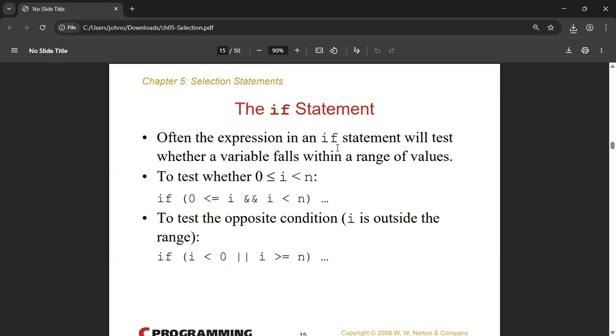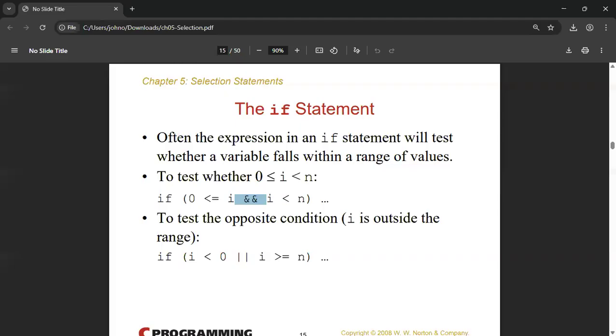Often, the expression in an if statement will test whether a variable falls within a range of values. So some other time we want to check if a variable falls within a specified range of values. If you take a look at this example, it's similar to something we did earlier, close to what we did at the beginning of this chapter. So what are we doing? We are saying if 0 is less than or equal to I and I is less than n, then do something.